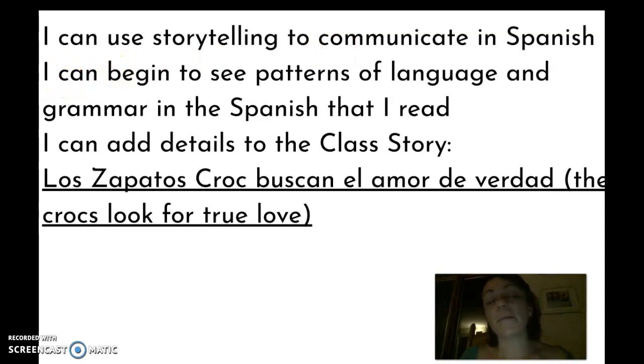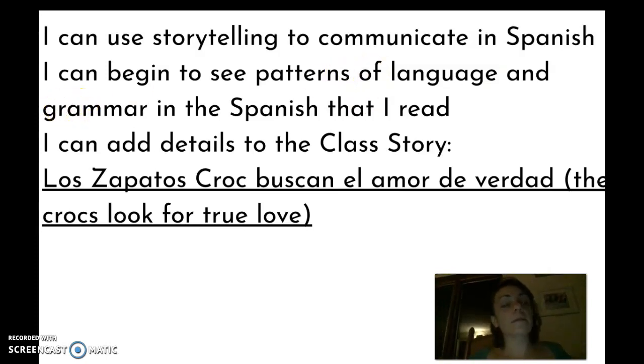Our second target is something that we began in class yesterday. I can begin to see patterns of language and grammar in the Spanish that I read. So it's being a little more intentional about Spanish reading, and when we're doing our choice books, for example, being intentional about noticing the grammar, and also being intentional about the grammar that you choose when you are writing in Spanish.